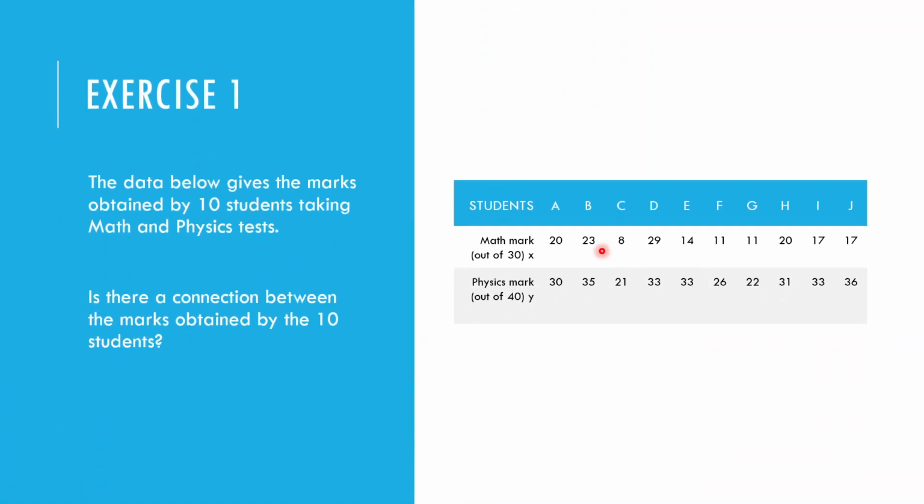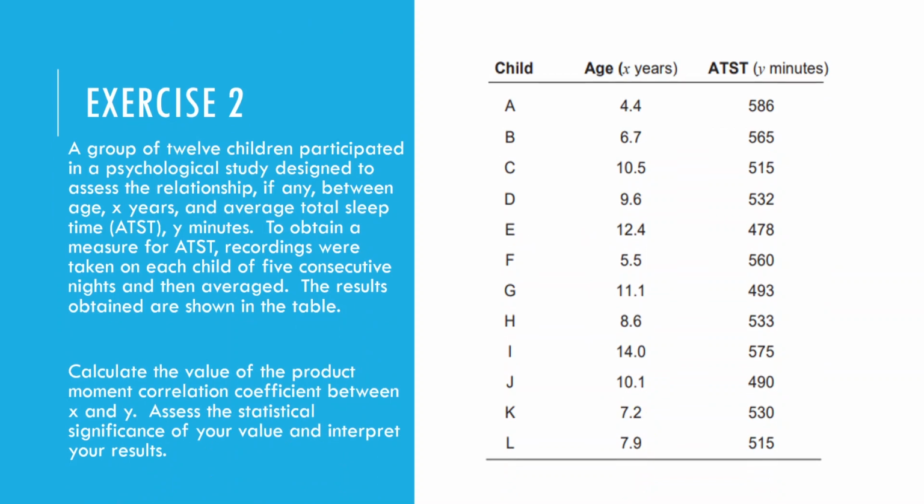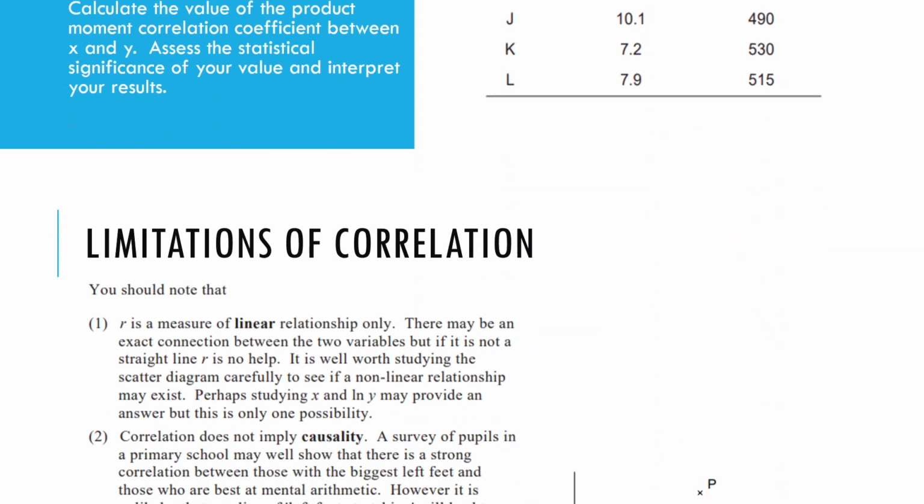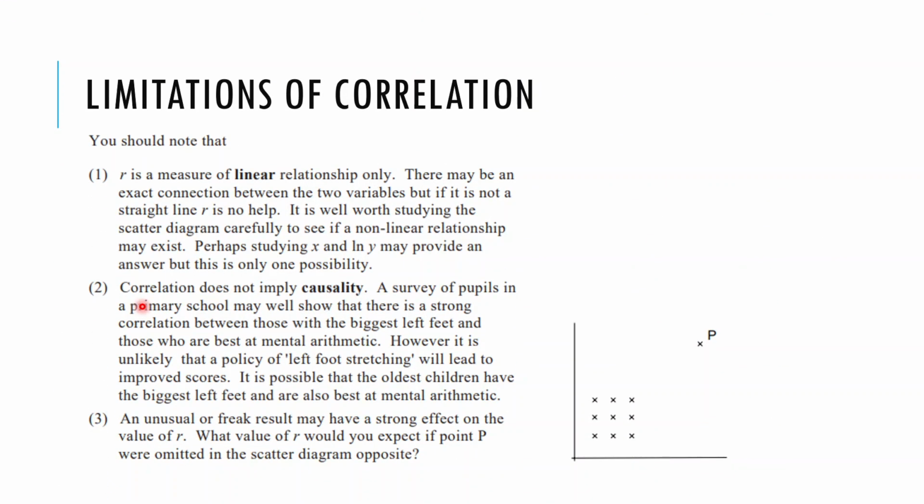Okay, so I have some activities here for you so you can try and do it by yourself. Exercise 1 and exercise 2. And here are some limitations of the correlation. So that's about it for us today.